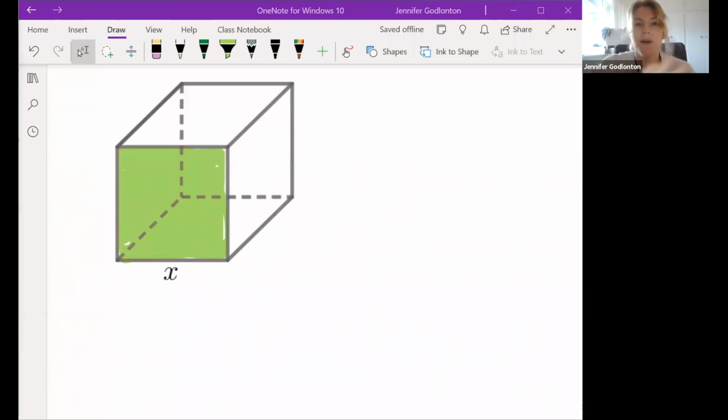No. Remember, we don't know any other information. We only can see what we're seeing here. So I just want to know how to work out just that area. So I'm not going to have a number. How do I work out the area? X times X. Yes, exactly. It's going to be X times X. So if I'm wanting the area of that green square, it's going to be X squared.